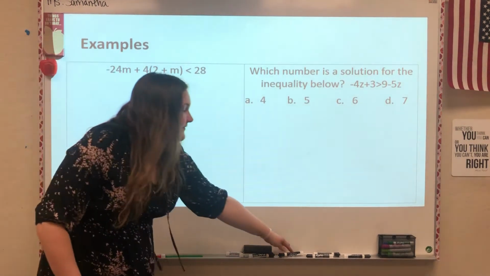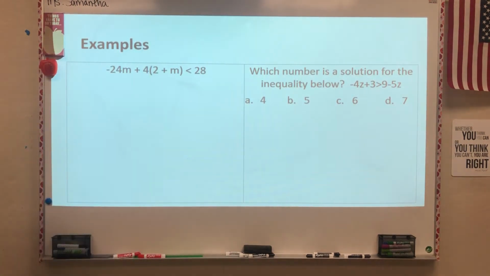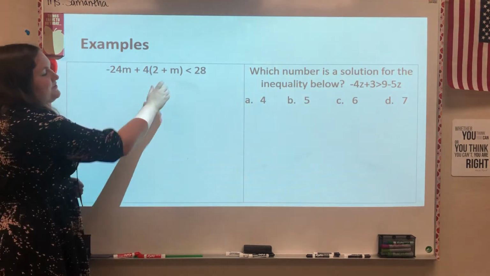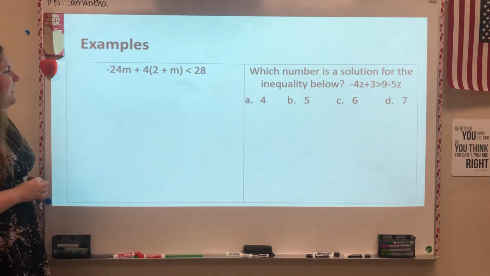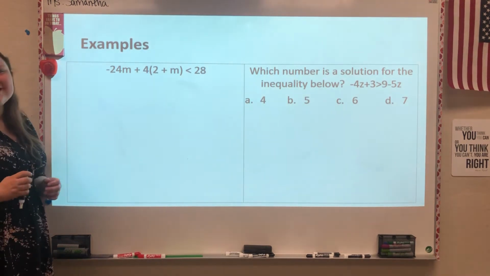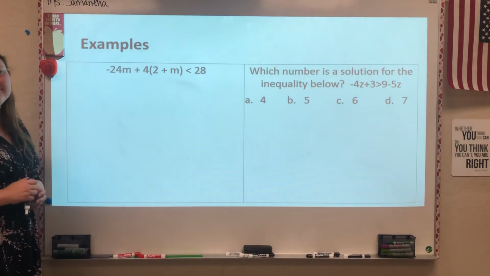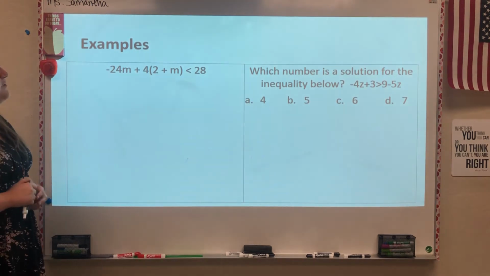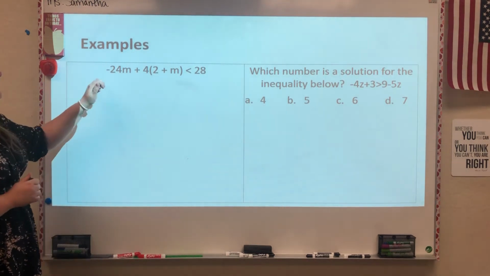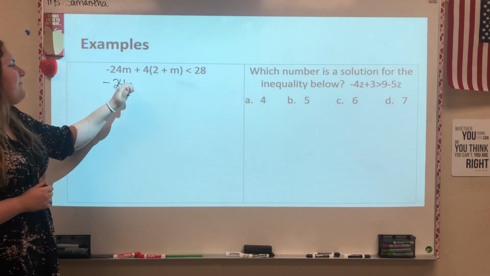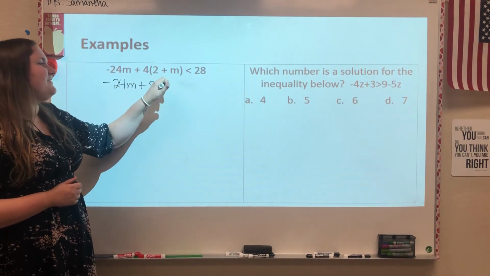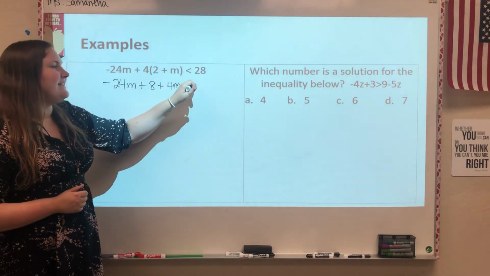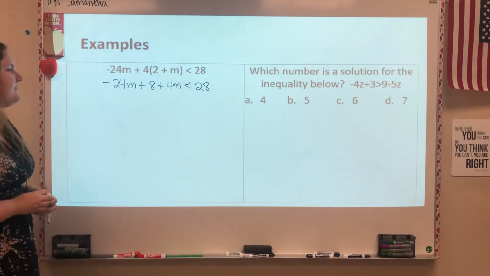So we've got the first one over here. It says negative 24m plus 4 times 2 plus m is less than 28. Go ahead, what do you think the first line is going to be? Well, the first thing you would want to do is distribute that 4. So we get negative 24m plus 8 plus 4m is less than 28.